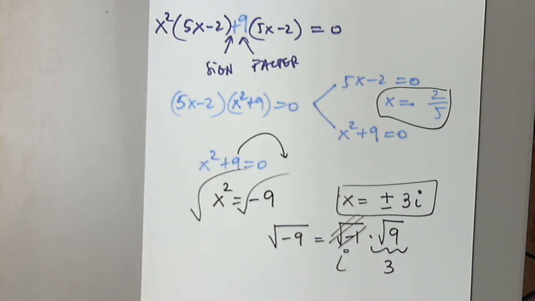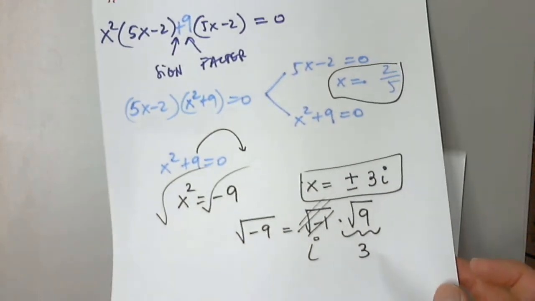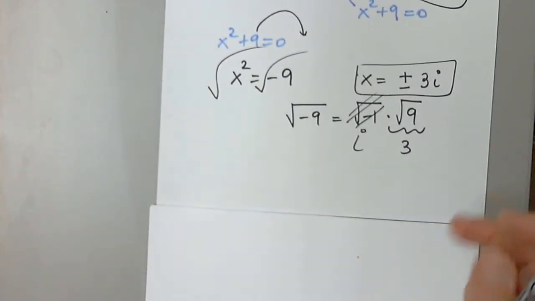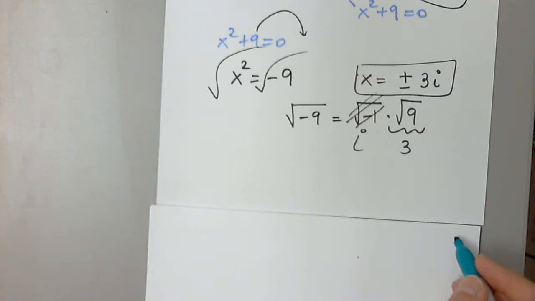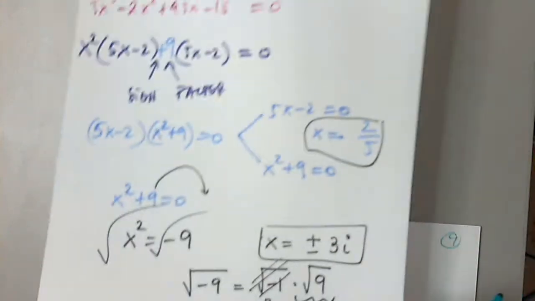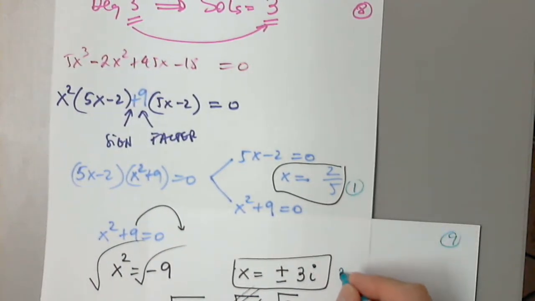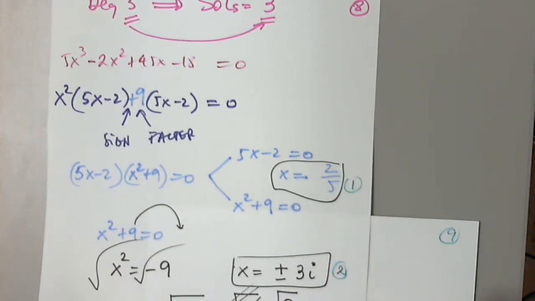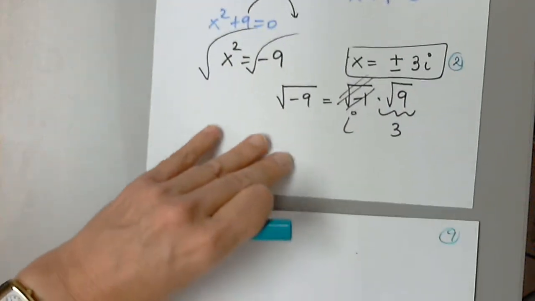So this was an example of a polynomial equation. Questions, please. So the answer would just be 2/5, 1 plus 2 more, a total of 3. Is that okay, everyone? Perfect.